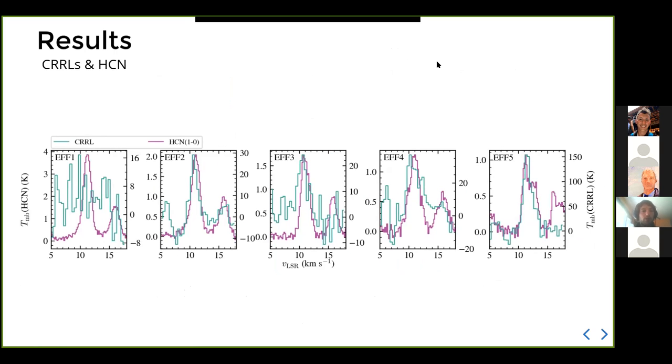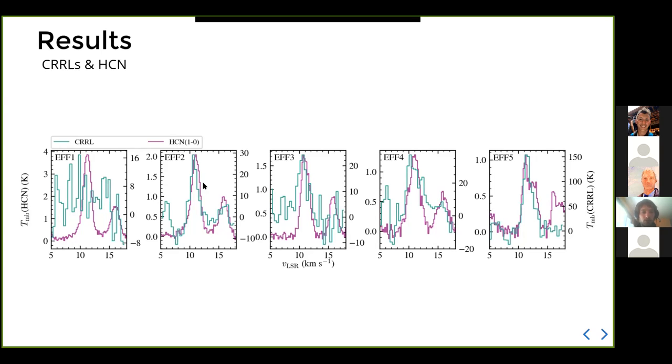In terms of how the carbon radio recombination lines compare with HCN, well, the correspondence is quite good. We have HCN in purplish, and what we see here at roughly 15 kilometers per second is one of the hyperfine structure components. This one close to 11 is the brightest one, and that's the one we are comparing against here with the carbon radio recombination lines. And again, we see they have similar peaks.